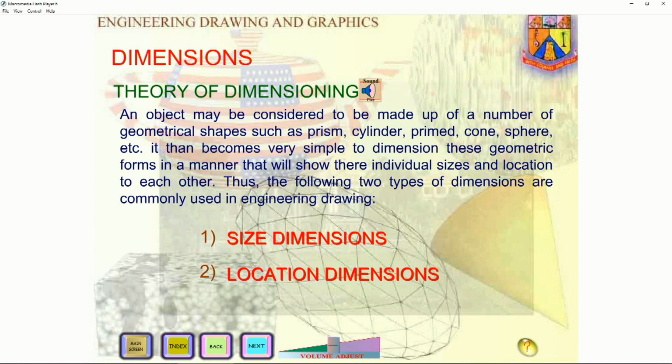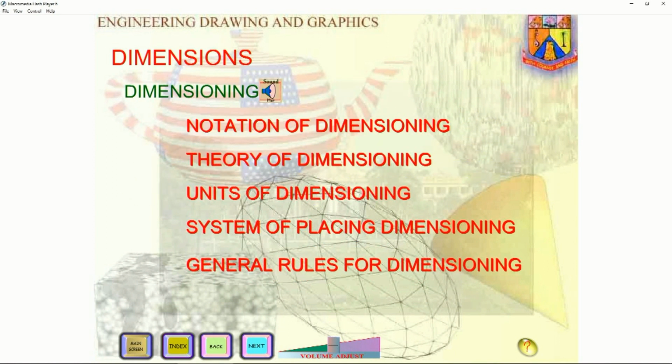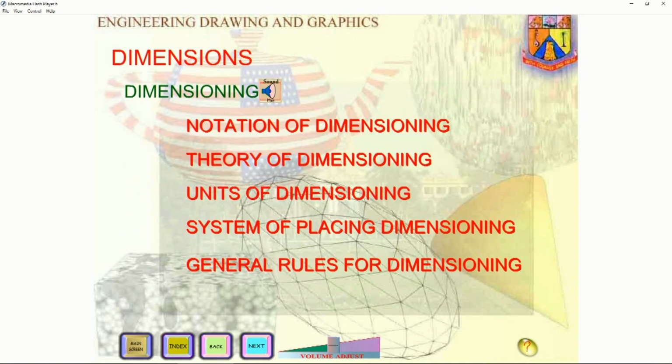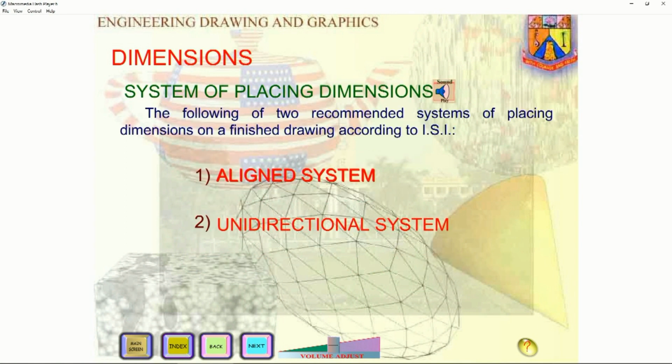That is the location dimension and size dimensions. Then units of dimensioning. I said in previous, similarly it is to be followed here. Then the system of placing is also important. So, what about the object edges? Normally they are not vertical or horizontal; sometimes they are inclined.